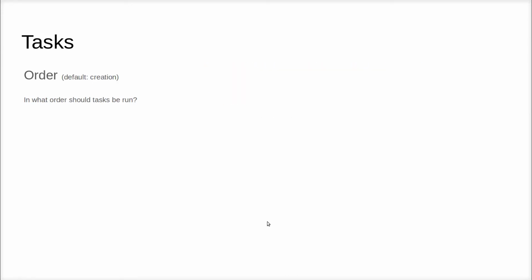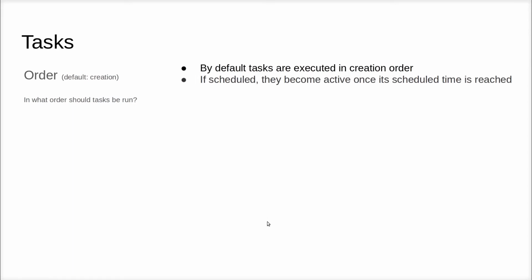Talking about order, in what order should the tasks be run? By default, it is creation order. So the moment they're created, they get a unique incremental ID. Based on that ID, they will be executed. But if you schedule them in the future, they actually do not take part of the queue until the scheduled time is reached. So even on a serial queue, scheduled tasks in the future are ignored until that future becomes now, and then it will become part of the queue.